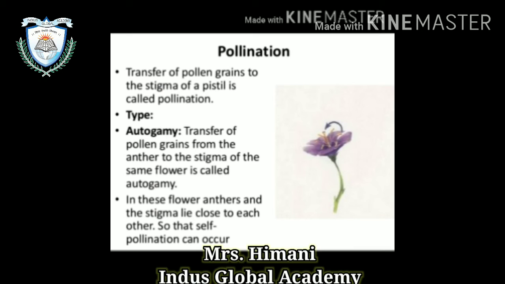The transfer of pollen grain to the stigma of a pistil, or you can define it as the transfer of pollen grain from anther to stigma of a pistil, is called pollination. Now, the types. First is autogamy. The transfer of pollen grain from anther to stigma of the same flower, remember that same flower, is called autogamy. In these flowers, anther and stigma lie close to each other so that self-pollination can occur. Self means it occurs within the same flower.